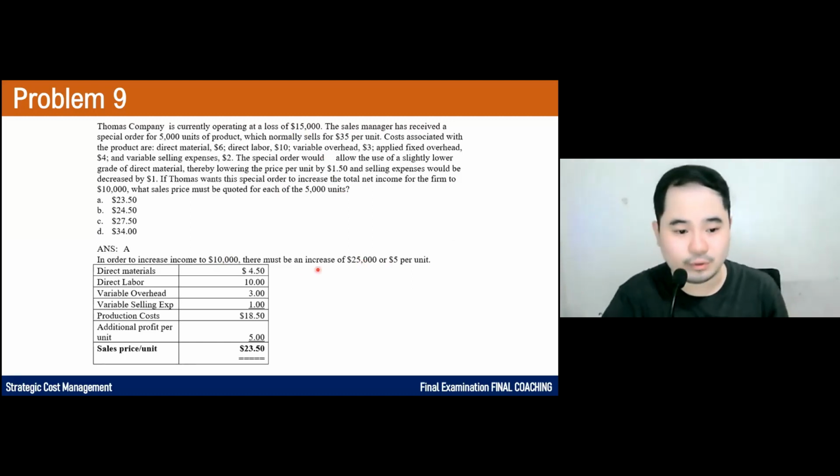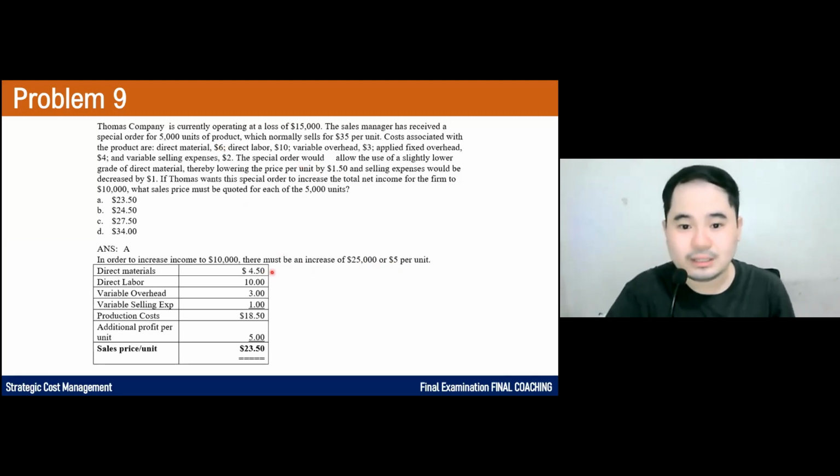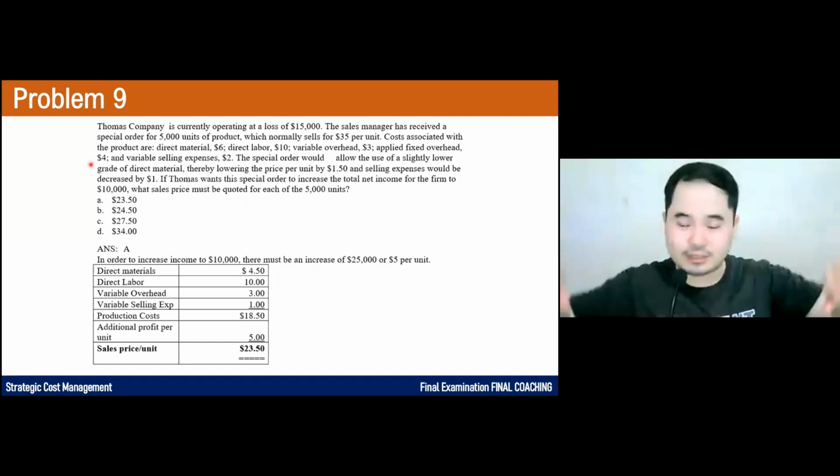So ganito na gagawin mo. Materials mo, dating 6, nabawasan ng 1.5 on the special order, 4.5. Tapos labor mo, 10. Variable overhead mo, 3. Fixed overhead mo is applied fixed overhead. Okay, nga pala. Bakit hindi kinonsider sa problem yung applied fixed overhead? Whether you accept the special order or not, you will still be incurring the same fixed cost. It's irrelevant in the decision.